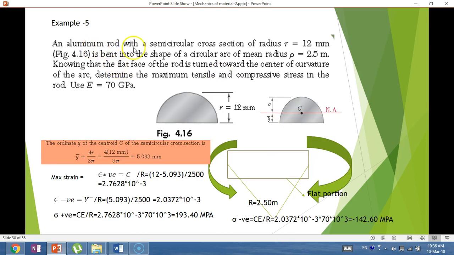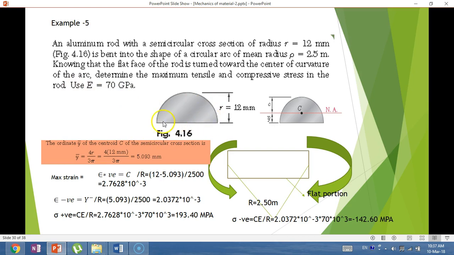An aluminum rod with a semicircular cross-section of radius r equal to 12 mm is bent into the shape of a circular arc with radius rho 2.5 m. Knowing that the flat face of the rod is turned towards the center of curvature of the arc, determine the maximum tensile and compressive stress of the rod. Use E equal to 70 gigapascal.